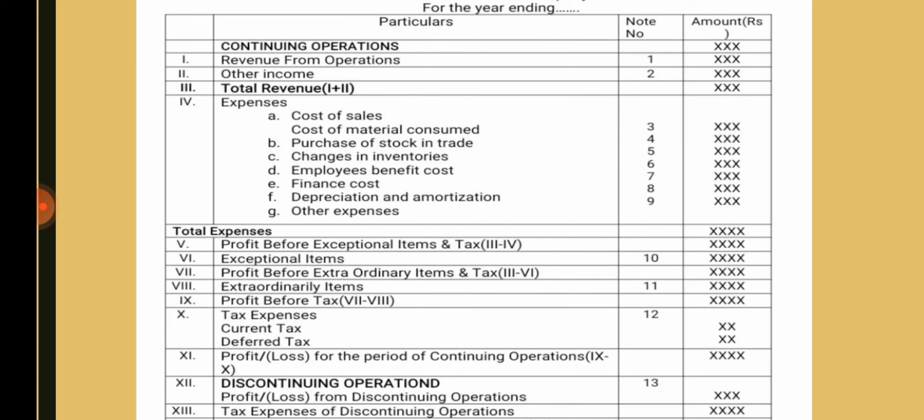So this is the information relating to the continuing operation till point number 11. So the result of continuing operation we can find in point number 11, that is profit or loss for the period from continuing operation. Roman 9 minus 10, you will get Roman number 11.